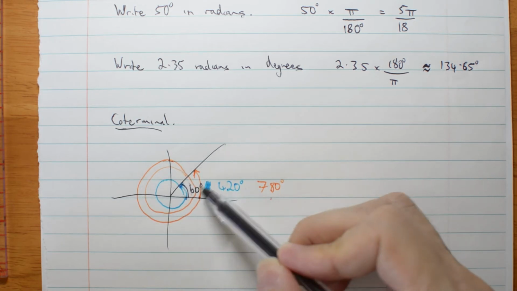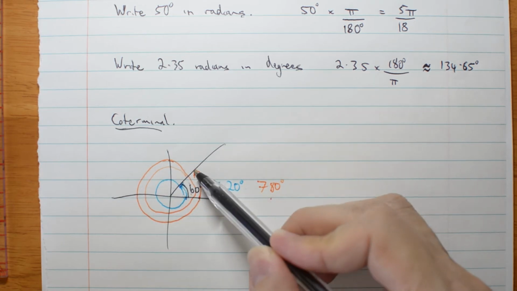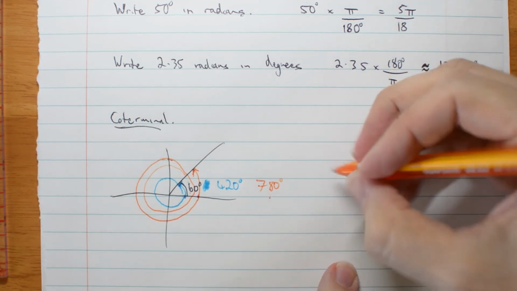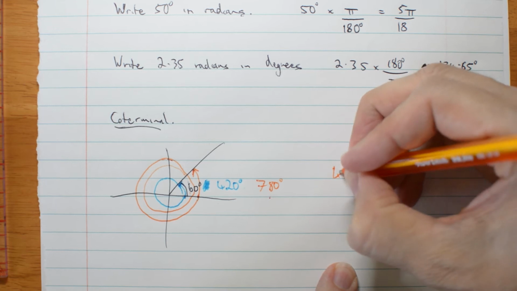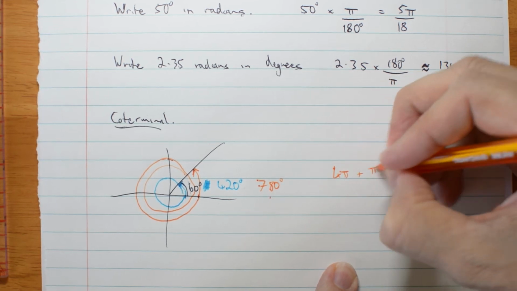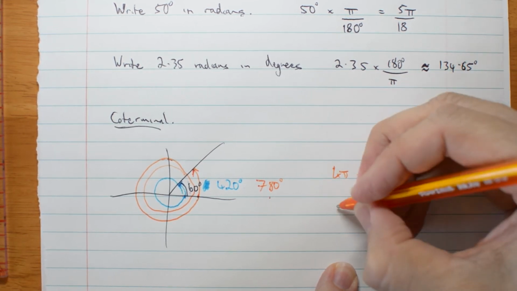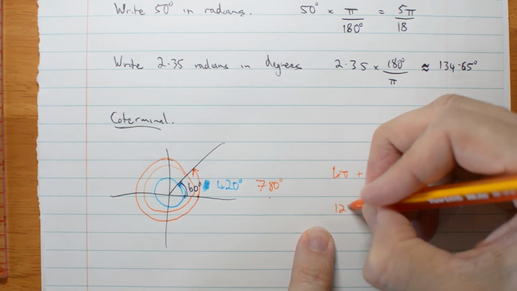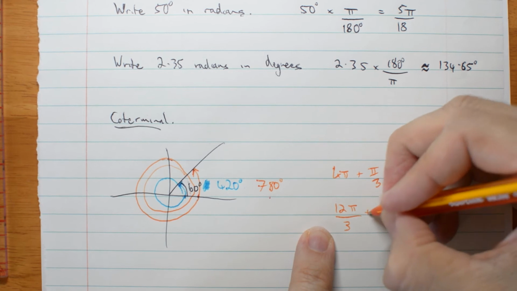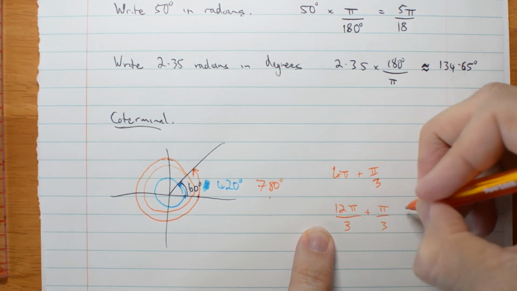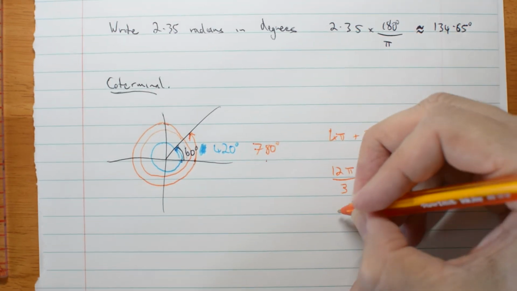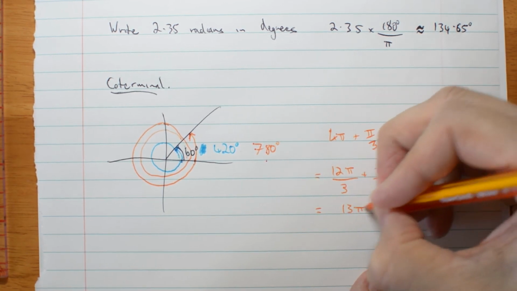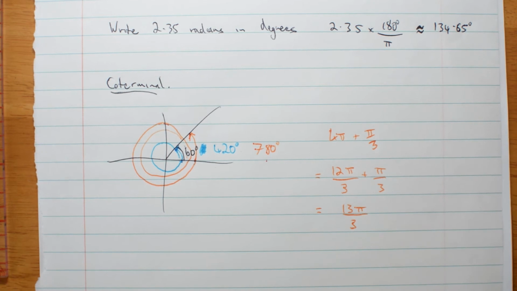Or I can go an extra time around, that's 4 pi plus pi on 3. And 4 pi, I'll write it for you so you can see what I'm actually saying. 4 pi plus pi on 3 is the same as, how many 3's? 12 pi on 3 plus another pi on 3. And that means it's 13 pi on 3.